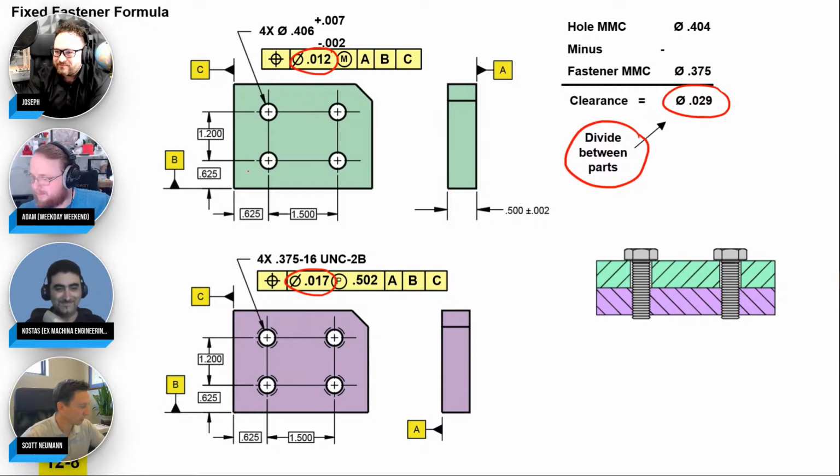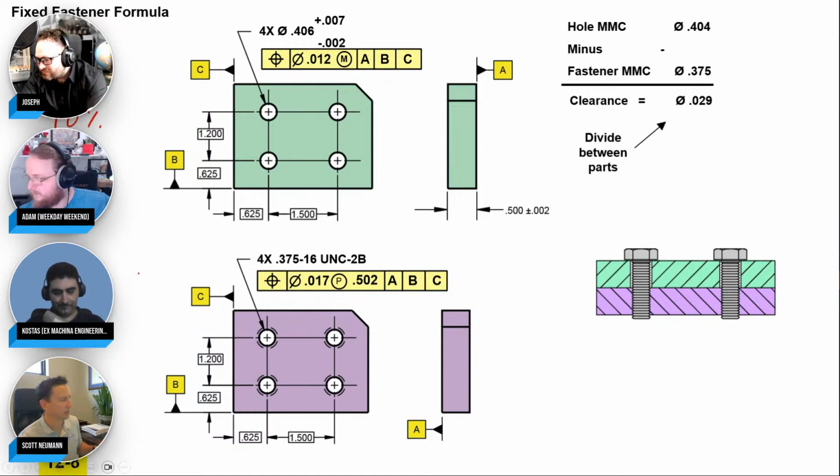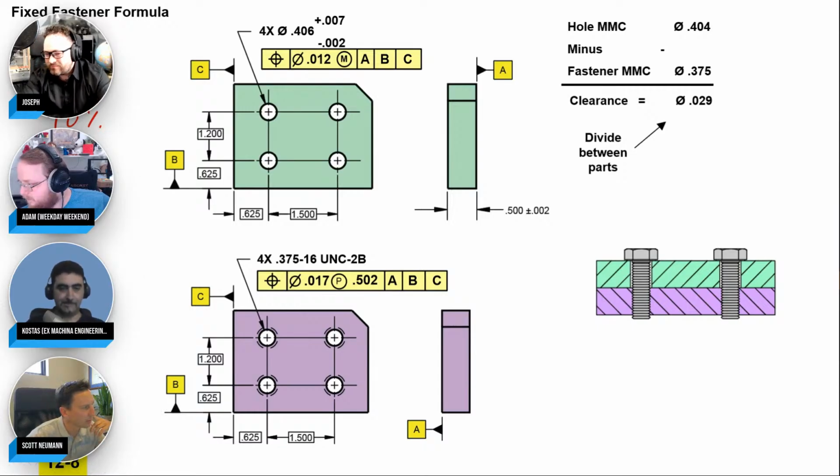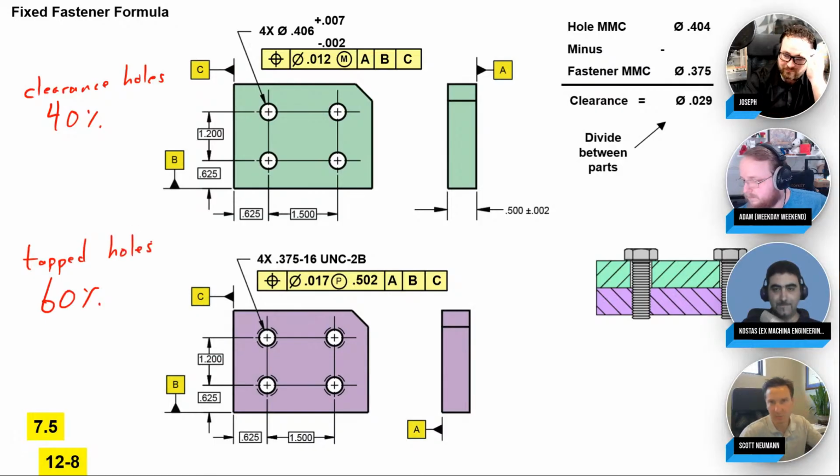A general rule for splitting is a 40-60, and that's kind of a rule of thumb that floats out there in industry. So we give 40% to the clearance holes, and then we give 60% to the tapped holes. By the way, I call them tapped holes. The standard calls them tapped holes, but same thing as a threaded hole, tapped hole, threaded hole, same thing.